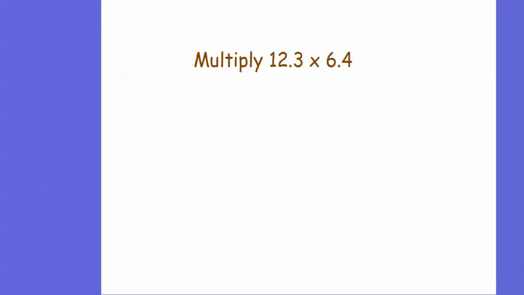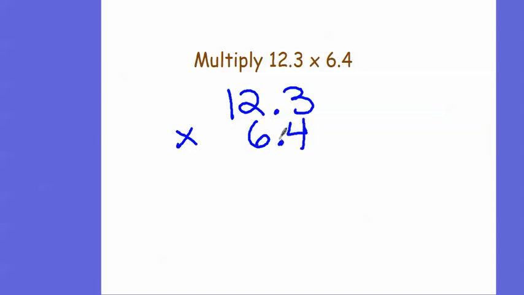Here our problem is multiply 12 and 3/10 times 6 and 4/10. Same exact way, we're going to write the larger number on top always. 12 and 3/10 multiplied by 6 and 4/10. Notice my decimal points are always lined up. We're going to multiply normally.